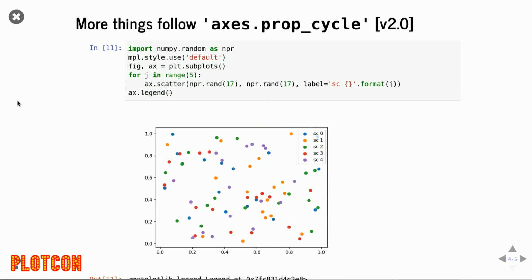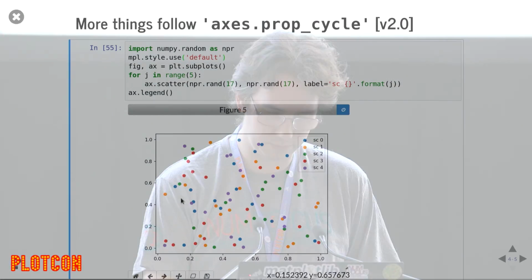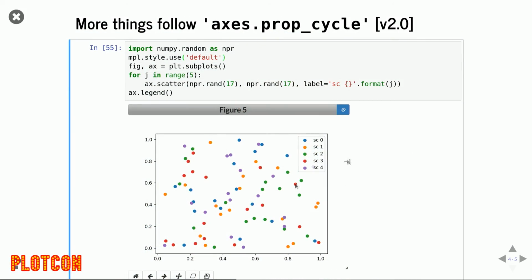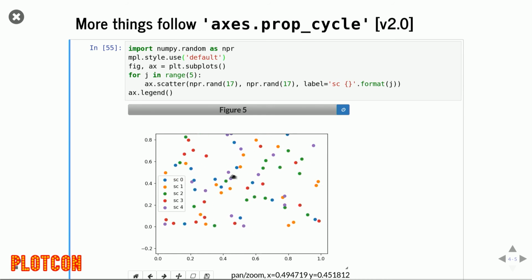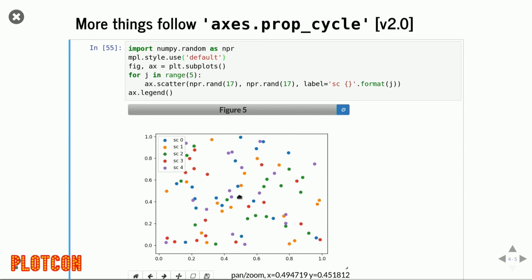So one thing in 2.0, by popular demand, is many more things now follow the color cycle by default. For example, scatter, as I'm sure many of you have hit, would always come up blue. And you do four scatters and you couldn't tell them apart. They now color cycle by default. Another thing is the legend has been changed. It now tries to find the best location by default, so as you pan around, the legend gets out of the way.